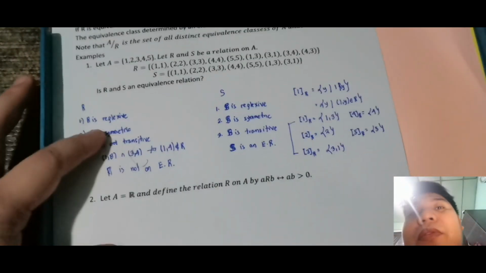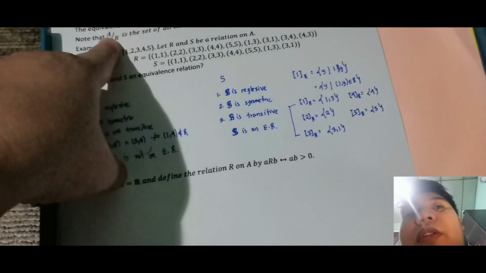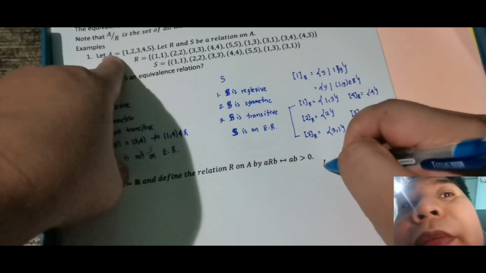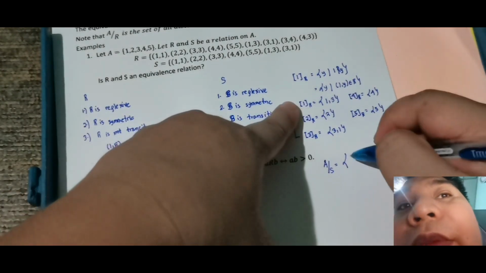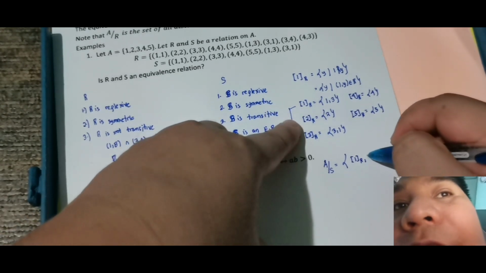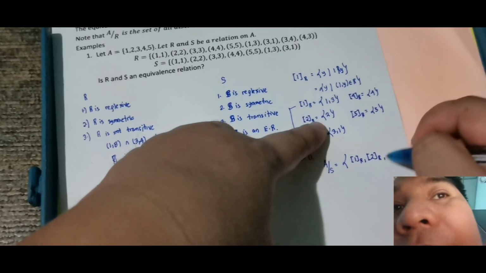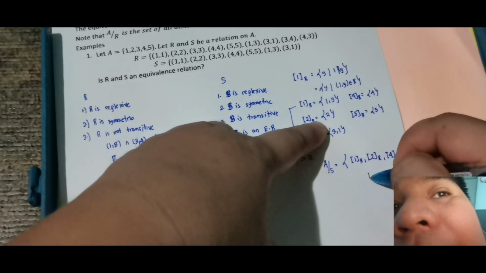Okay, so therefore, yung the set containing. So, ito gagawin natin. Ito yung S. A under S is the set containing itong 1. Ito si 2. Then si 4. Then lastly si 5.